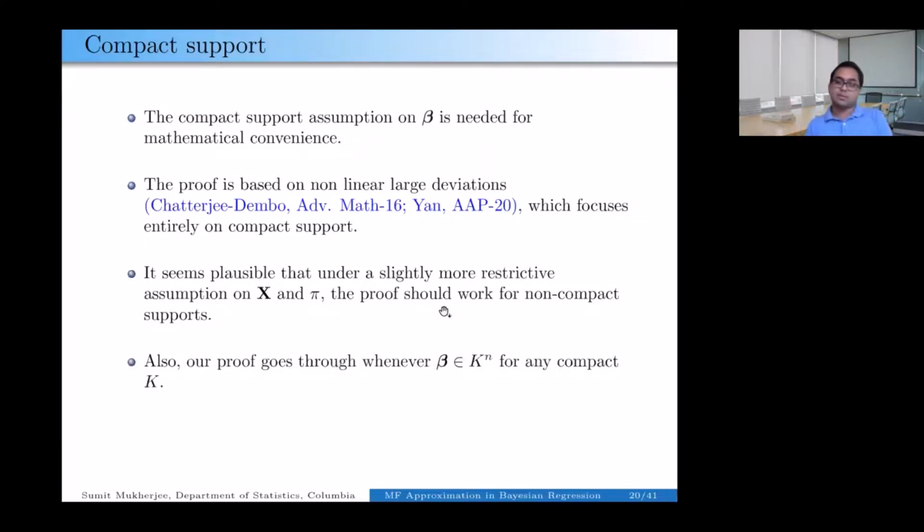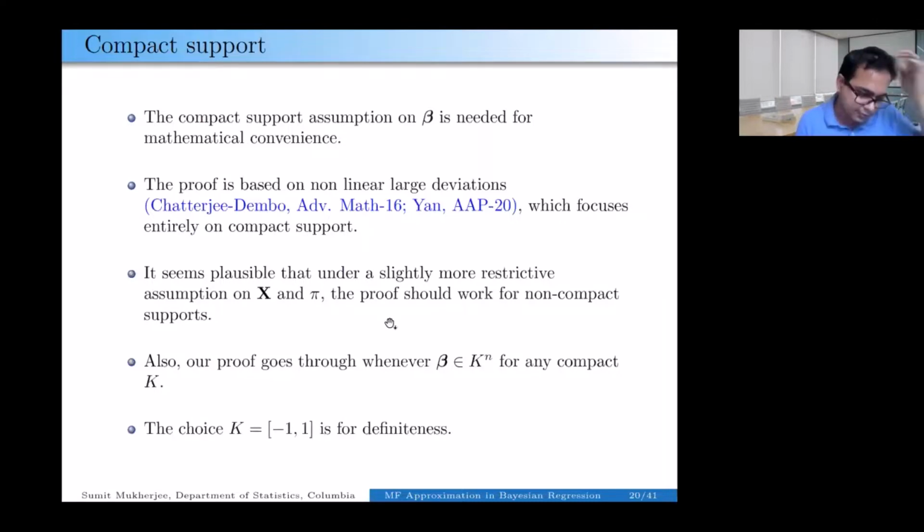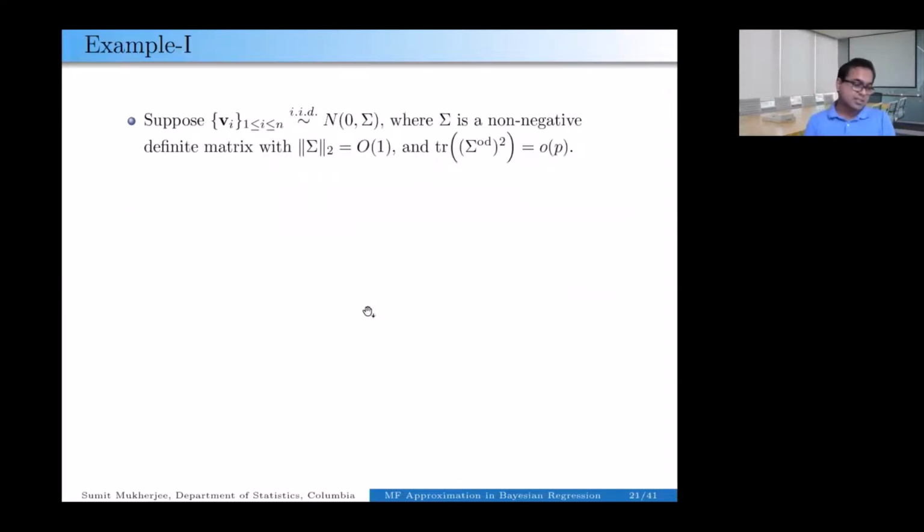So okay, the [-1,1] is just an assumption of convenience. You can throw in any compact K as long as your K doesn't depend on n or p, right? It should not change with n or p. Then things are fine. So okay, now let's give examples. Now, contrary to what I said, the examples take x to be random because they are nicer. I mean, in our paper, we also give deterministic examples, but you know.